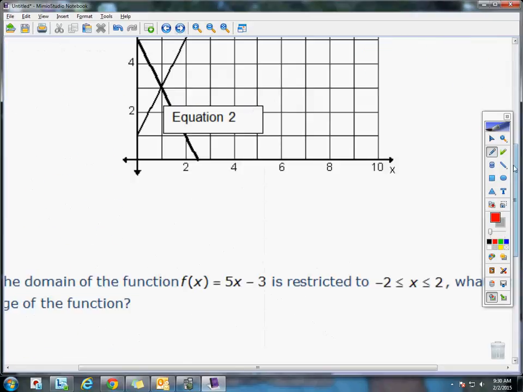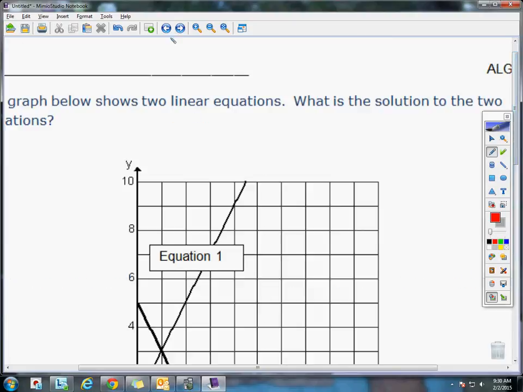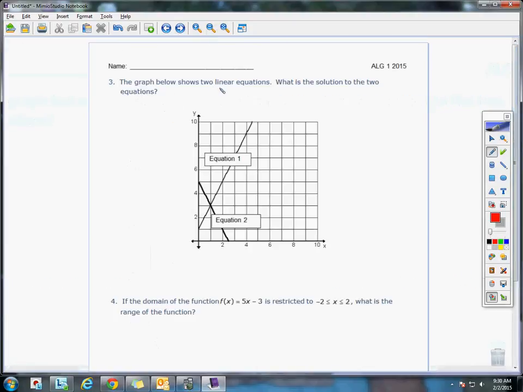Alright, number 3. It says the graph below shows two linear equations. What is the solution to the two equations? Well, here's equation 1, here's equation 2. They intersect here in a point, so your answer is whatever this point is. When you look at your x-axis, you're going up by 2, so in between, this is going to be a 1. Also, again, we're going up by 2, so in between 2 and 4, this is going to be a 3. So your point where these two lines intersect is going to be 1, 3.